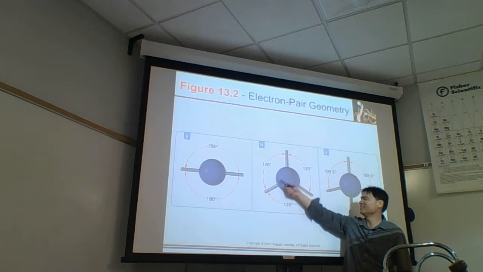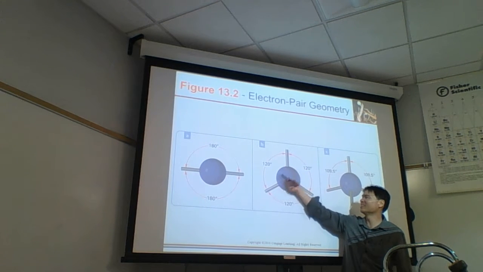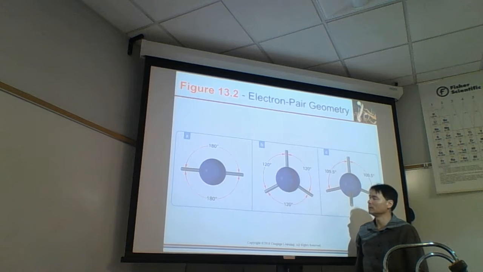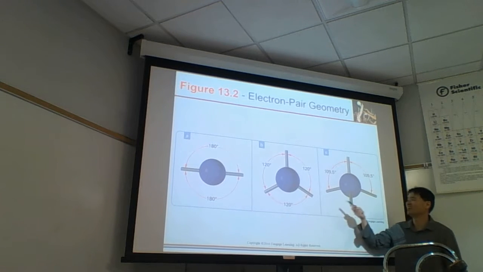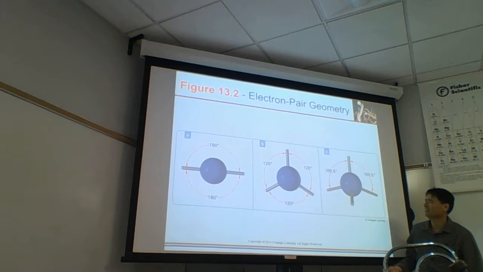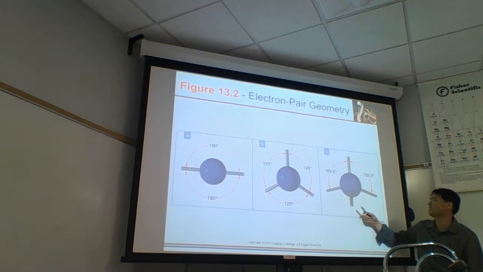Again, this need not all be single bonds. What's shown here are single bonds, but we could have a double and two singles, which is very common. Or maybe even two doubles and a single. But three singles is common as well.